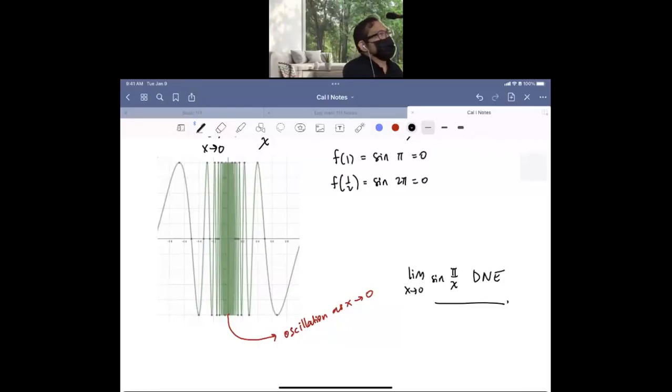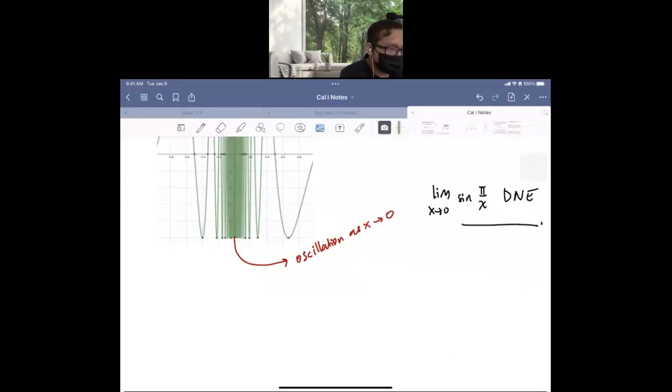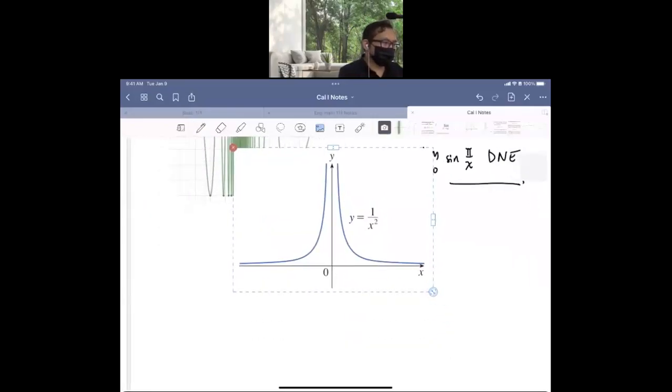But the easiest way to see whether the limit exists or not is to try to graph it. Another way for the limit to not exist is this.